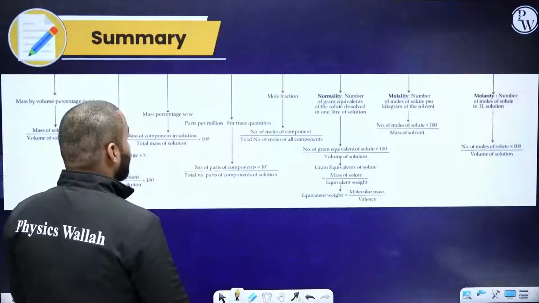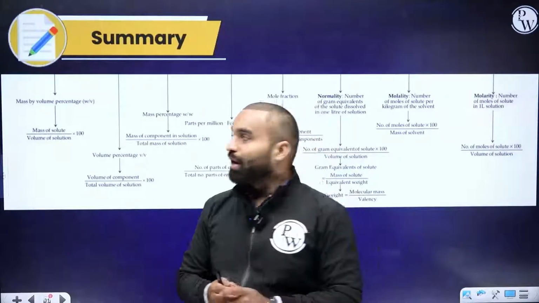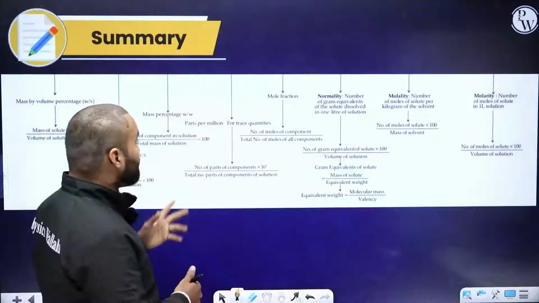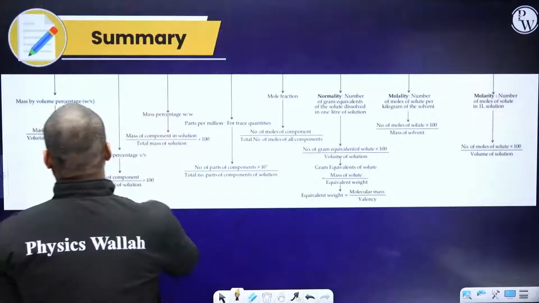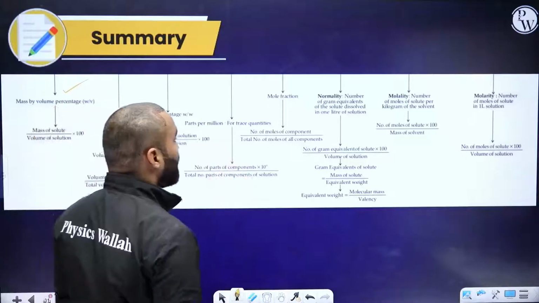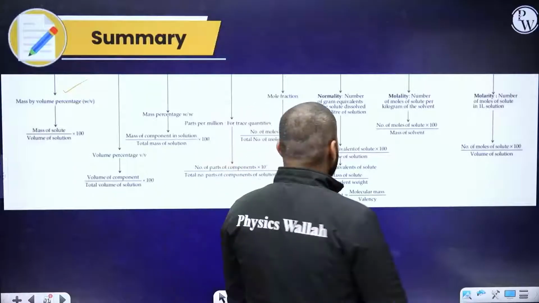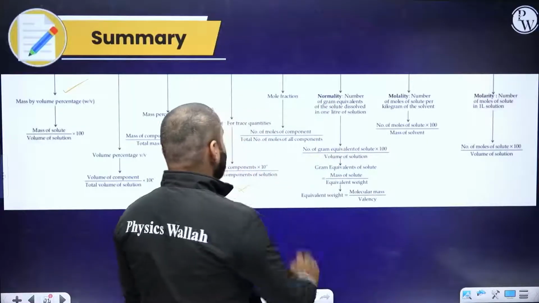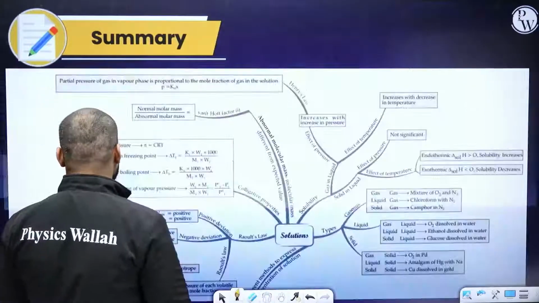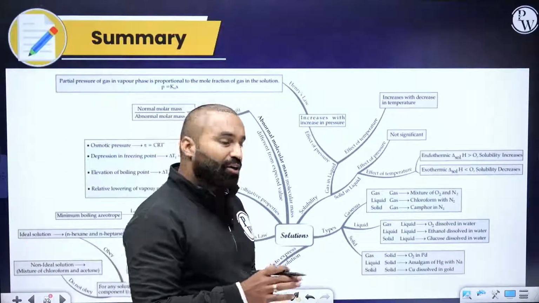Okay, everybody, that's all. I believe this is all we need to discuss today. So I have brought to you all the summary. For example, we discussed all these concentration terms. We calculated how to find out ppm, molarity, normality, molality, ppb, ppm. All sorts of calculations are done. And also, this is a mind map you can create in your head.